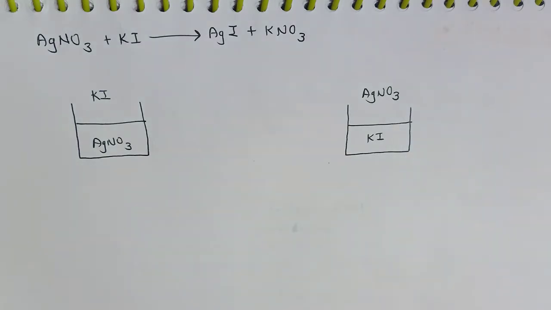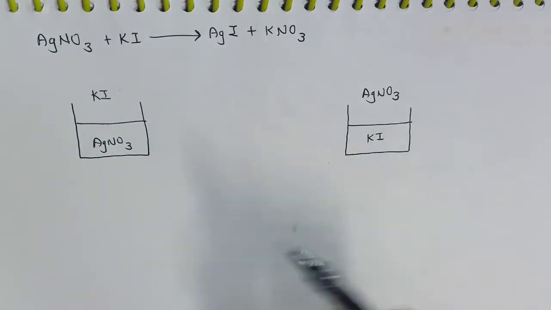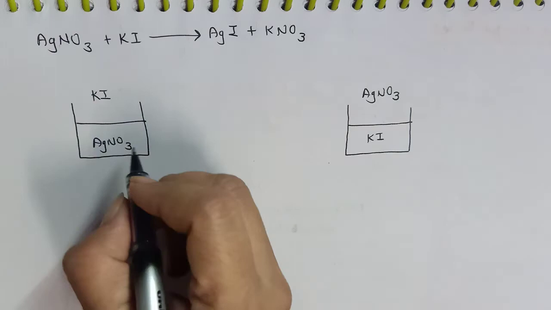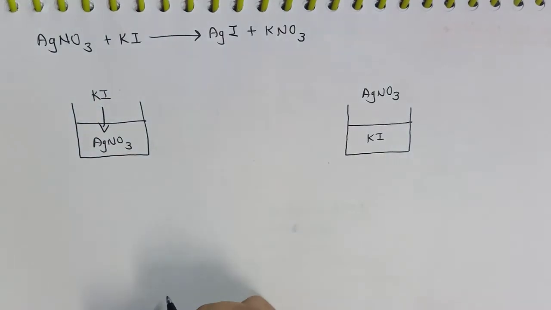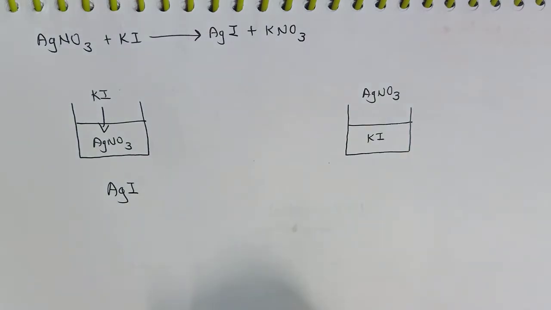You may think that whether we add potassium iodide to silver nitrate or vice versa, both are one and the same thing. Both are not one and the same thing. Both will result in different types of sol. Now when we are adding potassium iodide to silver nitrate, obviously there will be a precipitate of silver iodide.